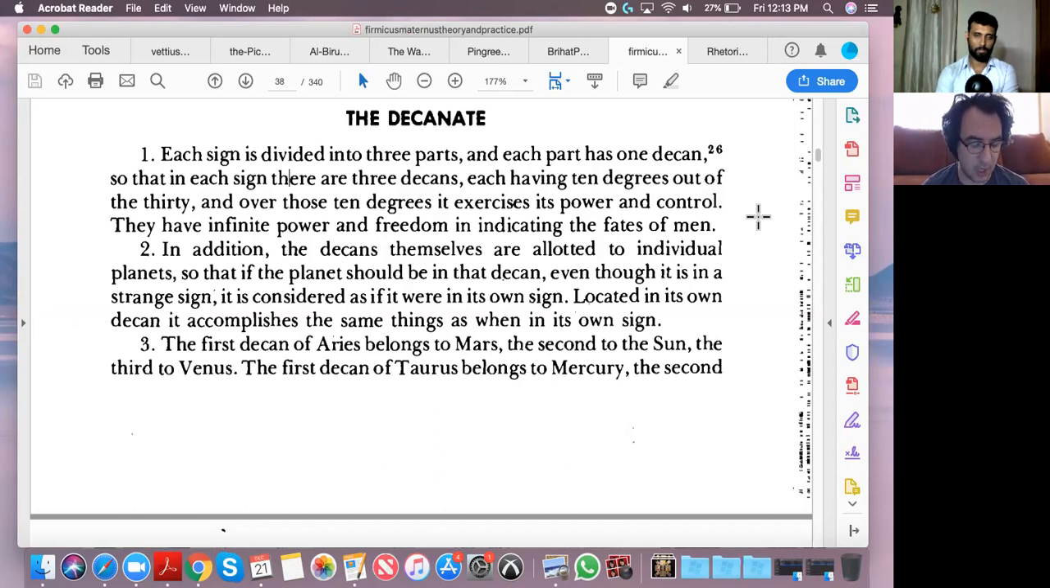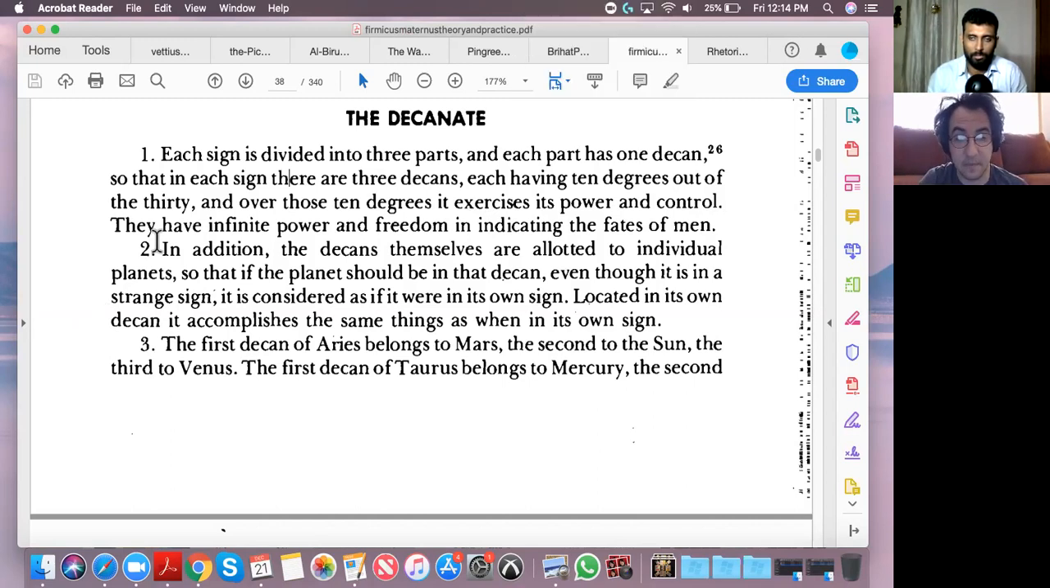And in the Yavana Jataka, which is in a way a bridge text between Hellenistic and Indian astrology, you do not only find an image associated with each decan, but you also find characterological descriptions given for each decan when it's rising. You have the type of body, the type of character and so on. So the decans, again, have infinite power and freedom in indicating the fates of men. So we shouldn't underestimate the decans.